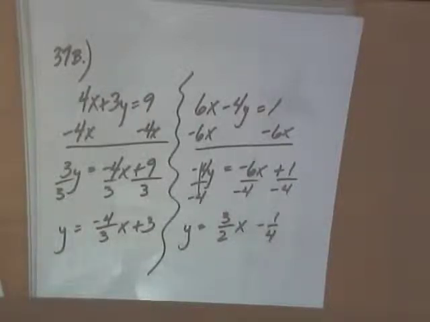These have different slopes, but they're not perpendicular slopes. So these would be neither, they're just intersecting. Questions on that? Okay, 37C.